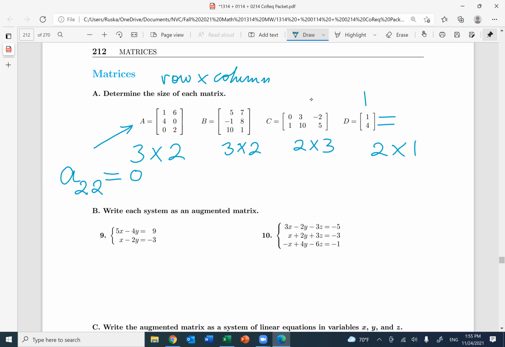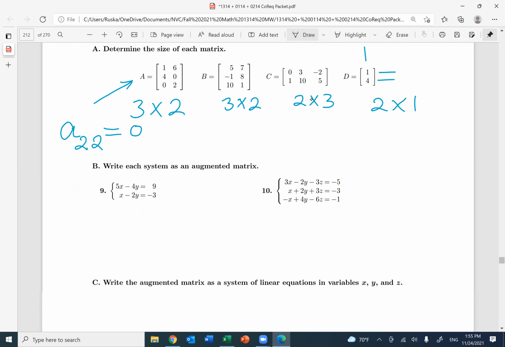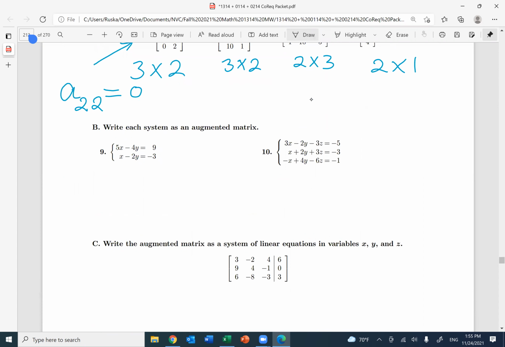Okay. Now, the next one is let's write the augmented matrix from the system. So what you're doing is just getting the numbers and writing them as a matrix. The numbers in front of X are 5 and 1. The numbers in front of Y are -4 and -2. Then you put the vertical line for the equals, and then the numbers are 9 and -3. So this is the augmented matrix. You can put it in the computer and solve it with different methods. Okay, let's do the next one.